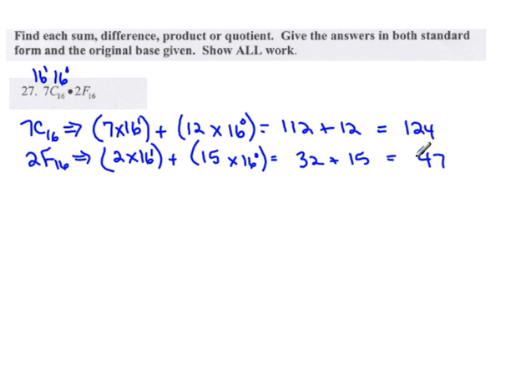Alright, now we've converted the two numbers. Well, what do we want to do with it? You see it's a multiplication problem. So what you want to do is multiply these two numbers together, and when you do, you get the number 5,828. That is base 10 or standard form, and now we want to convert back to the original base. Well, the original base was base 16, so we're going to divide by 16.